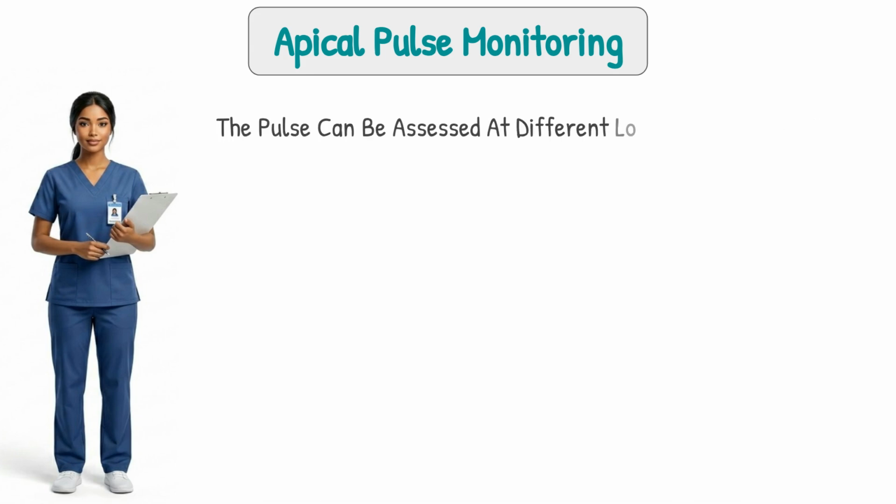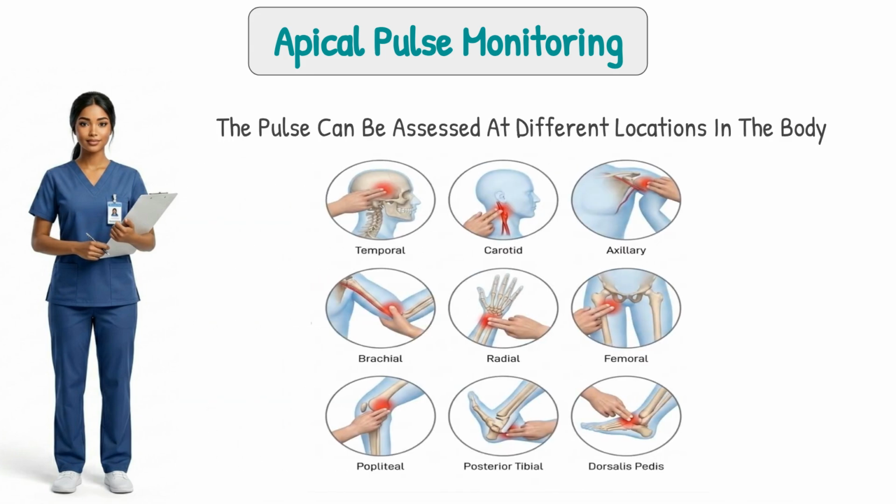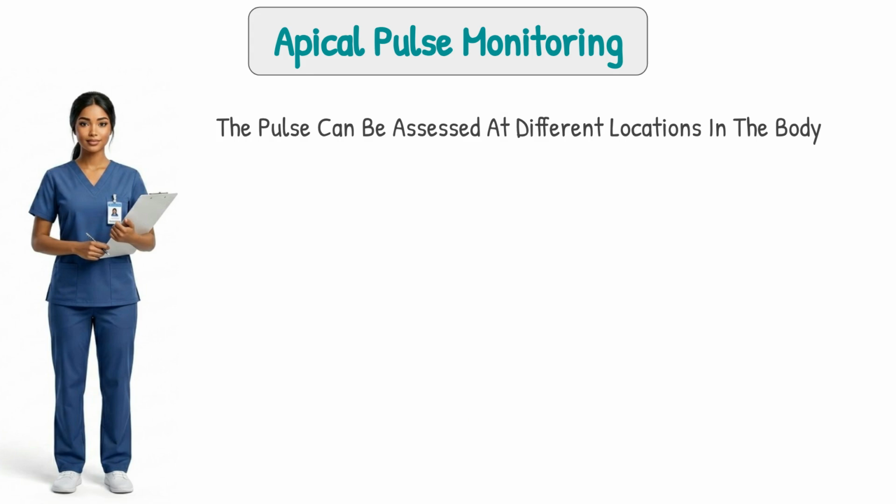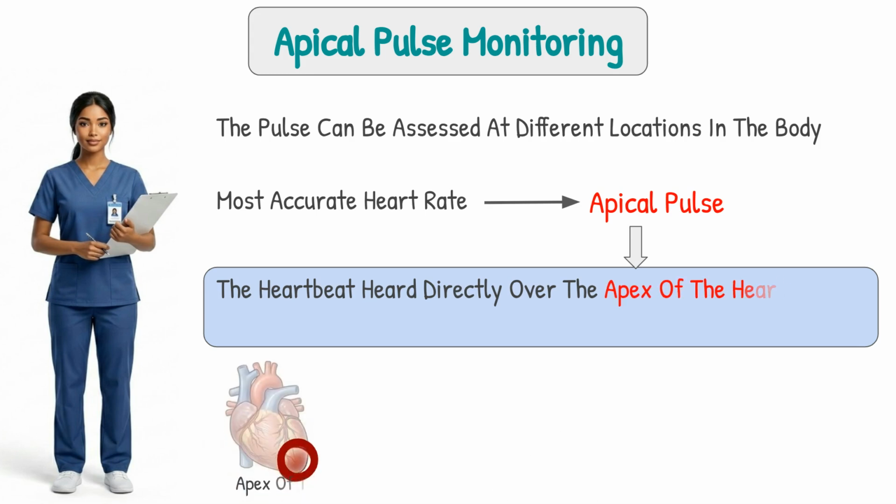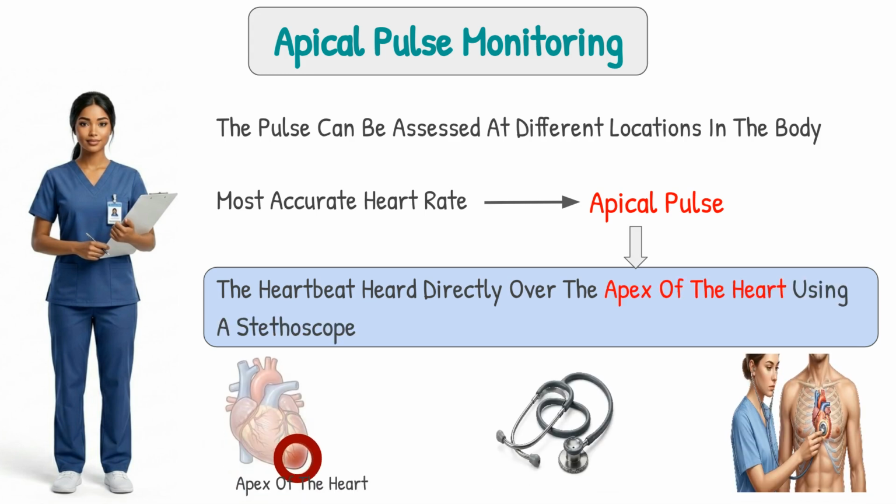The pulse can be assessed at different locations in the body. However, when we need the most accurate heart rate, especially before administering certain cardiac medications, we measure the apical pulse. An apical pulse is the heartbeat heard directly over the apex of the heart using a stethoscope.